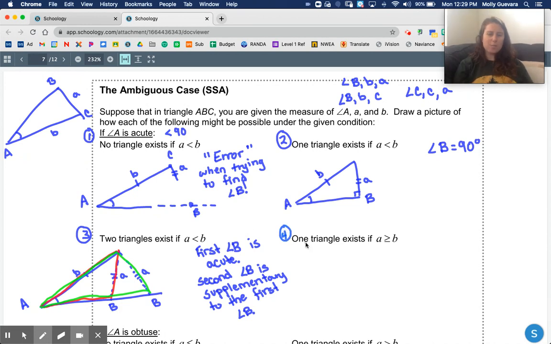And then case 4 is if the length of side A is longer than the length of side B, then there's just one triangle. So something like that.